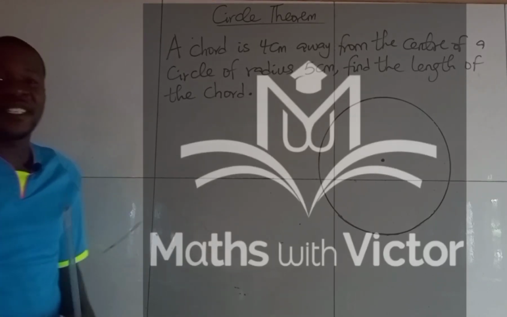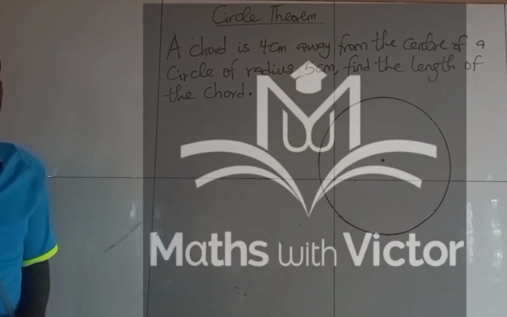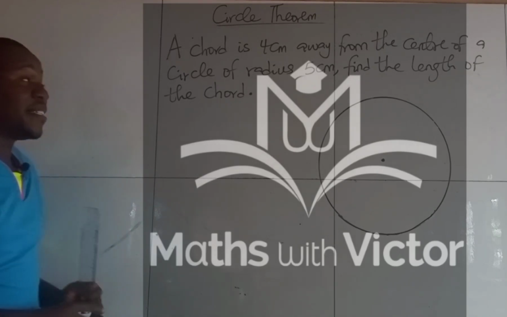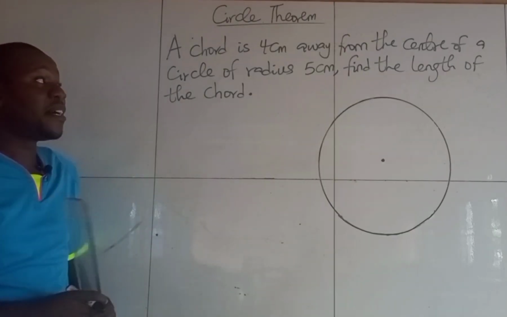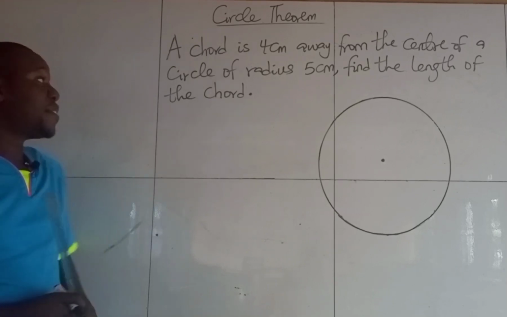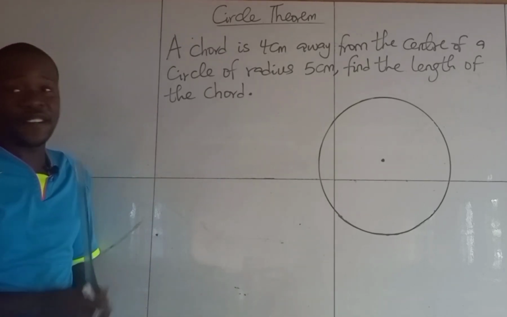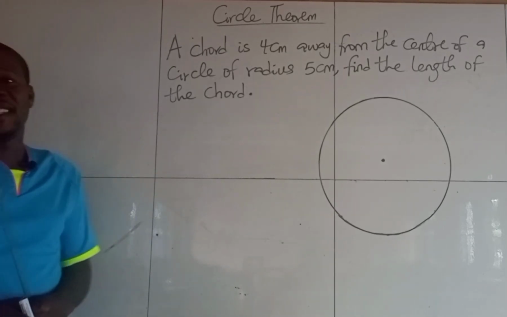This is still Maths with Victor, and we are still on our series on circle theorem, and this is lesson 7. So we have a question. A chord is 4 cm away from the center of a circle of radius 5 cm. Find the length of the chord.